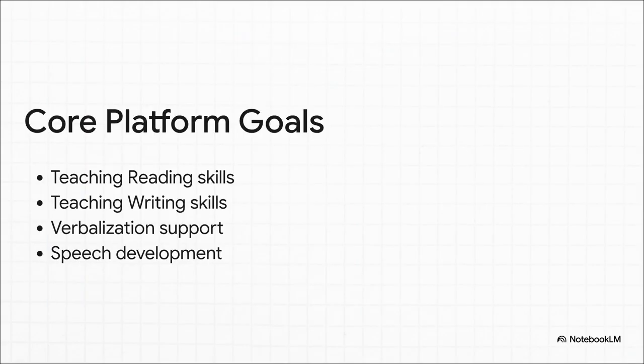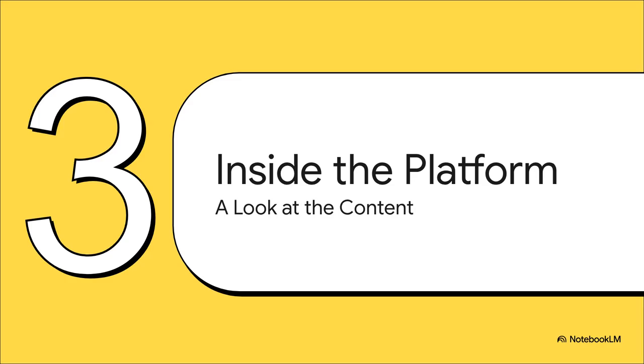And what does it actually aim to achieve? Well, the whole platform is really focused on these four fundamental pillars of communication. It's not just about recognizing letters on a screen, it's about building those deep, foundational skills in reading, writing, actually speaking the words, and overall speech development. So that all sounds great, but how does the platform actually do all of this? Let's take a look inside at the content and see what you'd be working with.